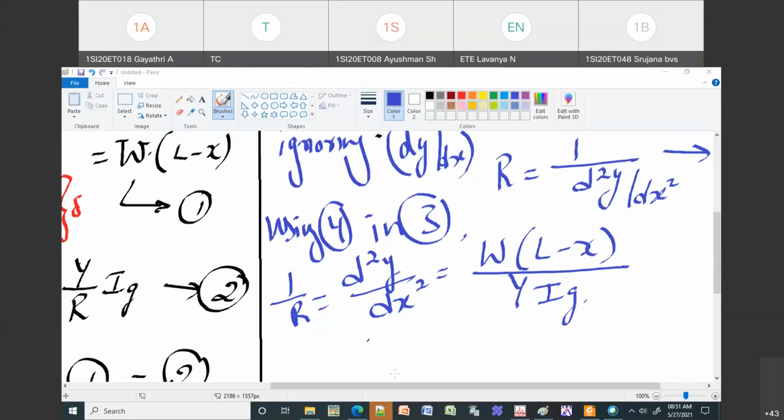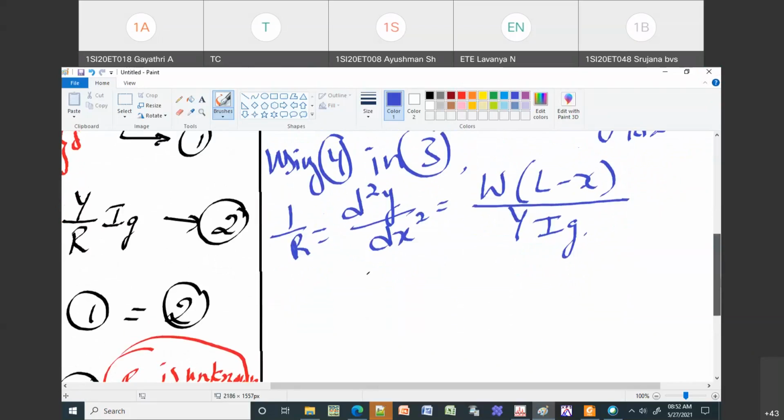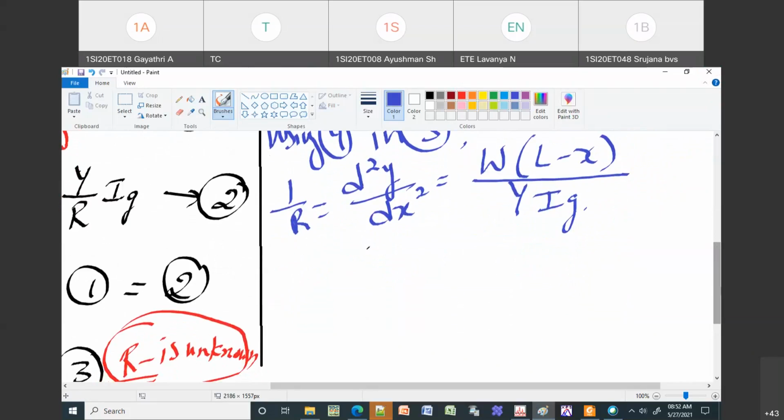If I know this y, the depression, then I can get the value for capital Y, which is the Young's modulus, because as I explained, W, L, x, Ig, everything can be found out by experiment. So I need just this y. So from d²y/dx², you have to get the y. How do you get it? Can anyone tell?